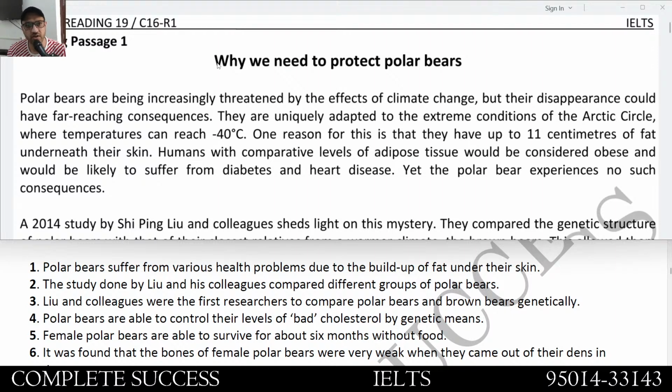We'll do Cambridge 16th, reading 1, passage 1. Why we need to protect polar bears.